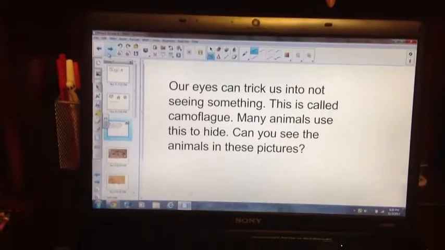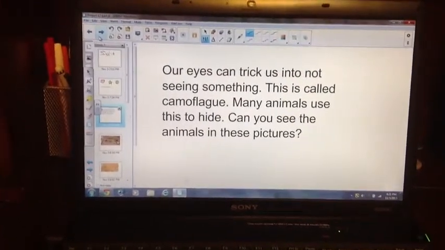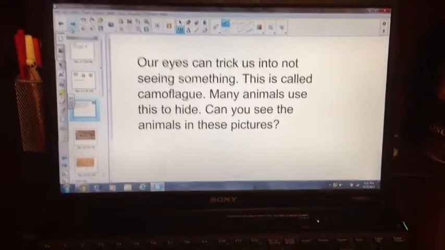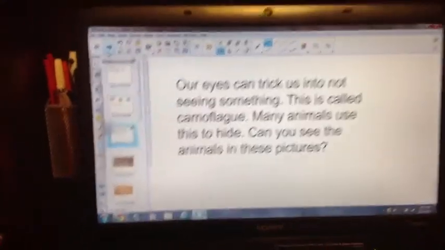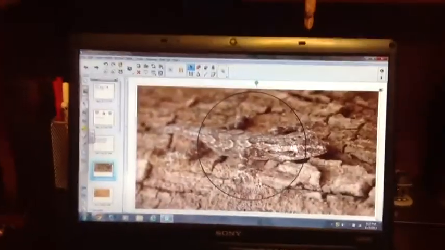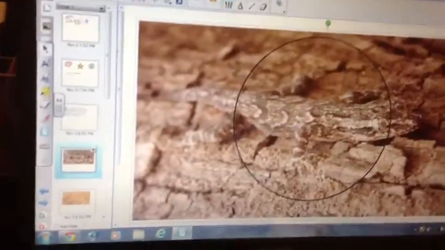Our eyes can trick us into not seeing something. This is called camouflage. Many animals use this to hide. Can you see the animals in these pictures? Think about it and concentrate hard. See if you see anything. Does everybody see the lizard now? Its scales help it to hide into the dirt where it lives, so that predators won't hurt him.